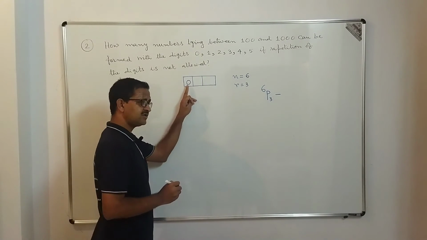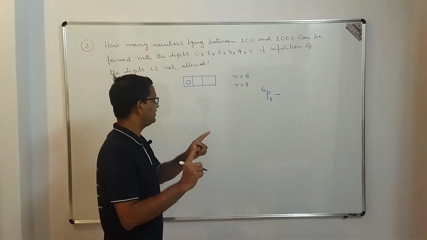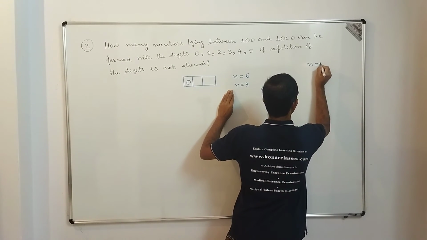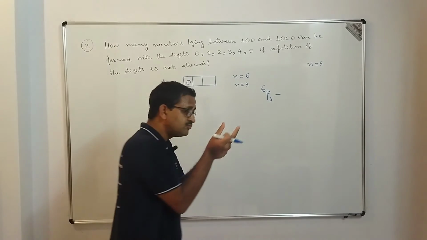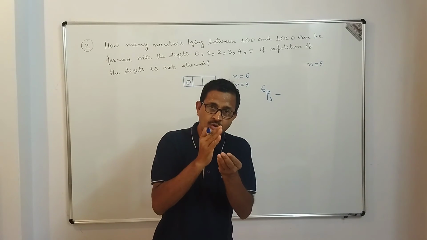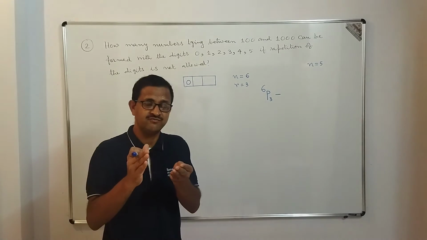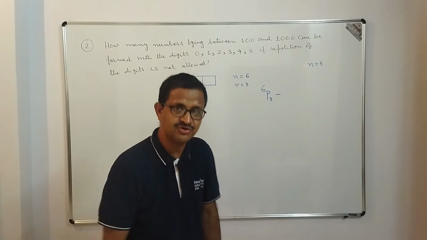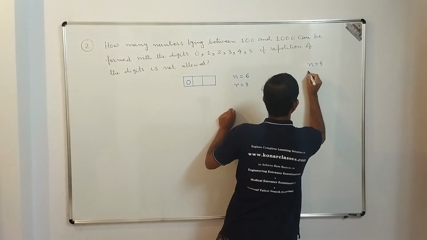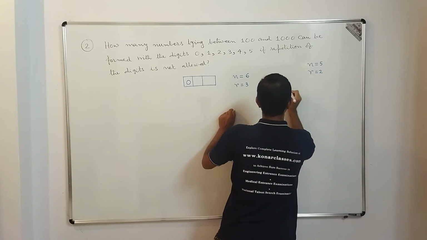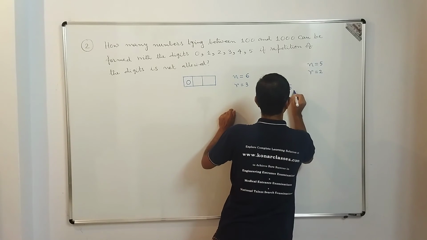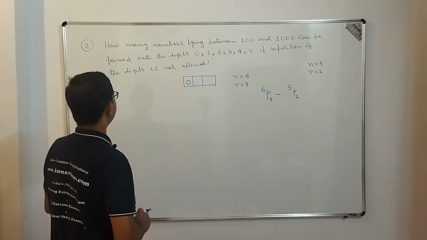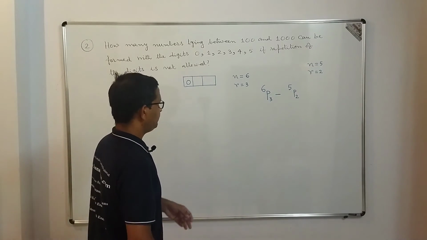The moment we fix 0, how many digits are left in our new arrangement? n is equal to 5. Out of those 5 distinct objects, that is 1, 2, 3, 4, 5, we need to take 2 distinct objects. That means in this case r is equal to 2. So it will be 5p2. That is the required number of numbers.